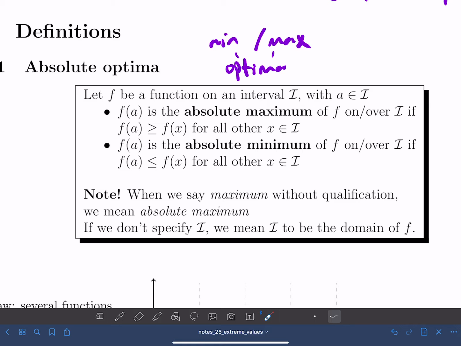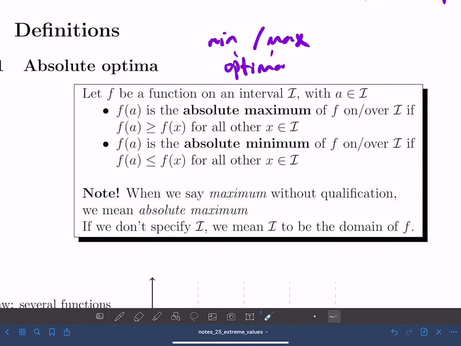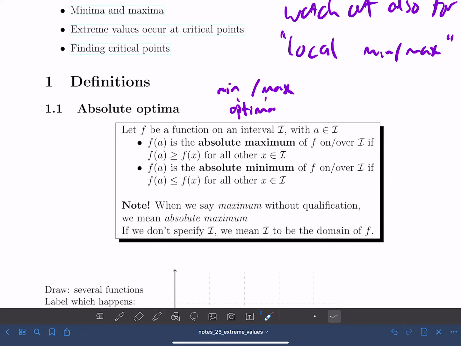Similarly, f has an absolute minimum on an interval I if f of a is always smaller than every single other function value for every single point inside of the interval that we're considering. So let's draw a couple of pictures.